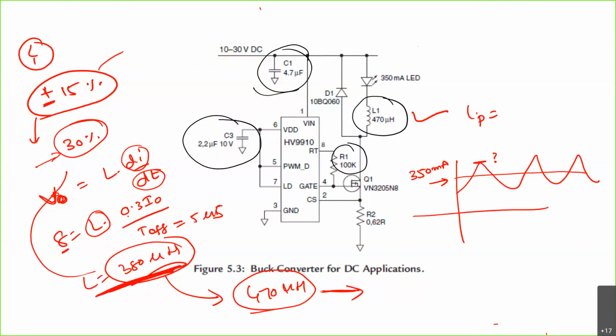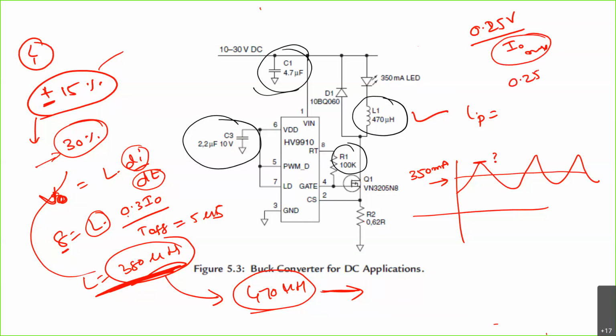Next, we need to choose the sense resistor, the current sense resistor. We already said that the drop across this current sense resistor must be 0.25 volts. If this is the drop, the current flowing is I naught maximum. That is the maximum current that flows in this one. So what is I naught maximum?